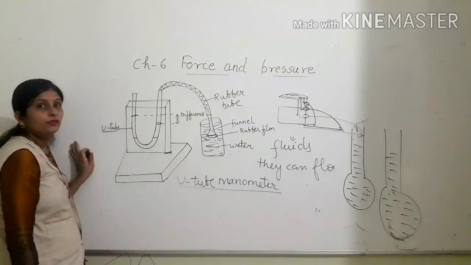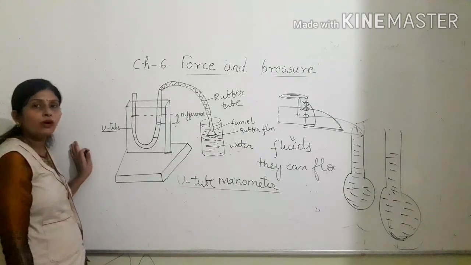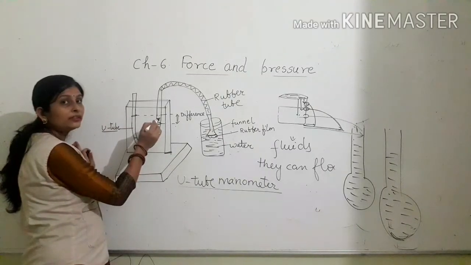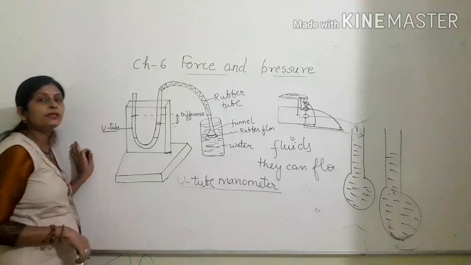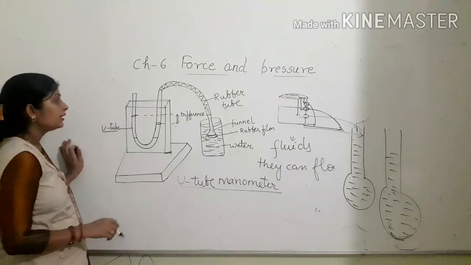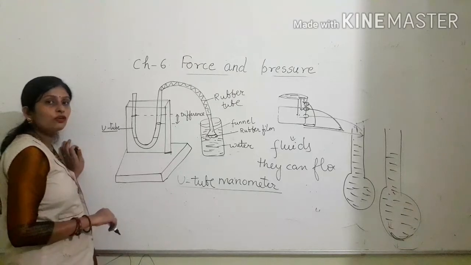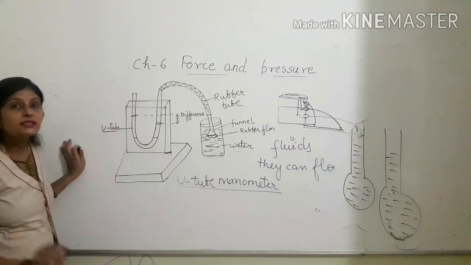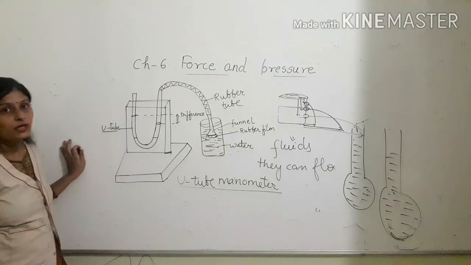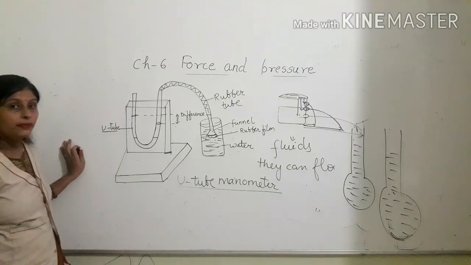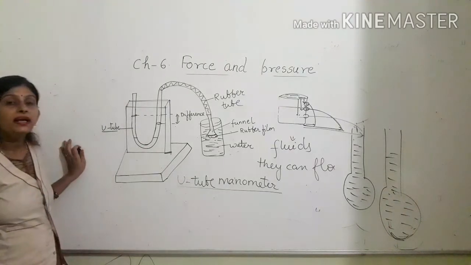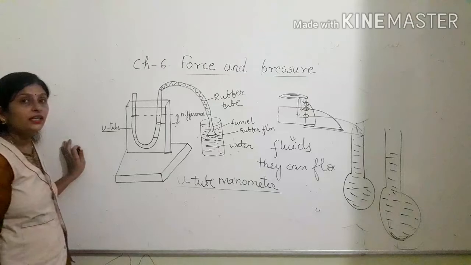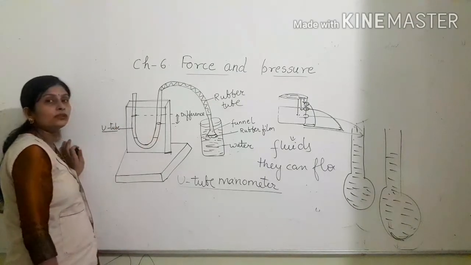Now, when the pressure exerted by liquid water is the same, then the levels of water in both ends of the U-tube will also be the same. So, if you see that levels of water in both ends of the U-tube are the same, it means pressure exerted by liquid water is the same, does not change. But if it changes, means pressure exerted by liquid water changes, then you will see a difference in the water levels in both ends of the U-tube.